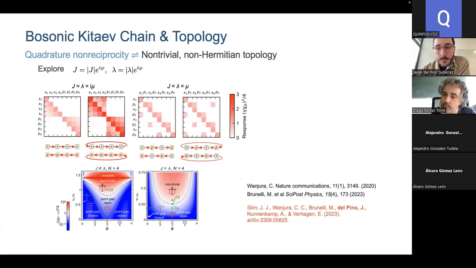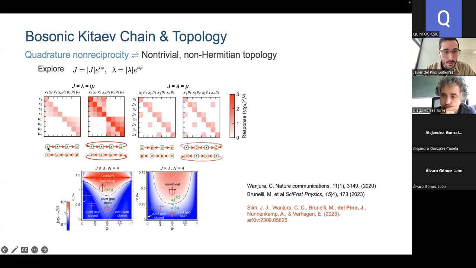So this is actually more specific to this setup. In the original paper from Clerk regarding the bosonic Kitaev chain, there is some claim that the non-trivial or directional amplification will be related with topology, but it's not so clear what the symmetry protecting this topology would be, for instance. And what we found is that it is actually not so complicated.